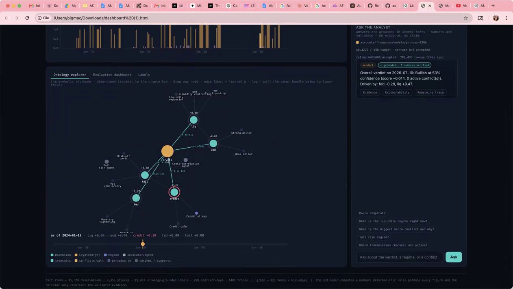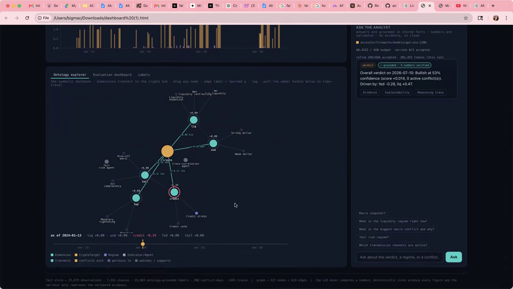This is the orange crypto hub in the middle, and then five teal dimension nodes around it. Each of them is attached to regimes, agents, the net liquidity indicator, etc.